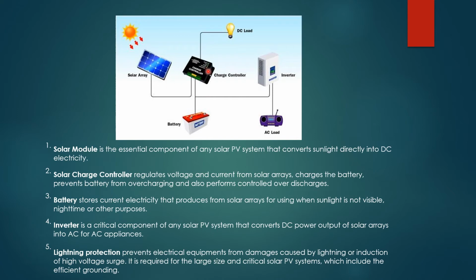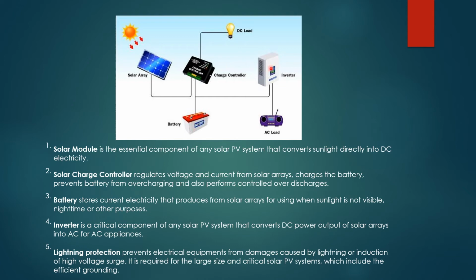Then comes solar charge controller. They regulate the energy flowing from the PV array and transfer directly to the batteries. Battery, they do accumulate the excess energy created by the PV system and store it, to be used at night or when there is no energy input.